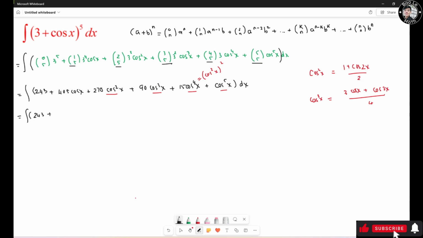So this turns out to be the integral of 243 plus 405 cosine x plus 270 times (1 plus cosine 2x) over 2. 270 divided by 2 is going to be 135. So right here I just write 135 times (1 plus cosine 2x).